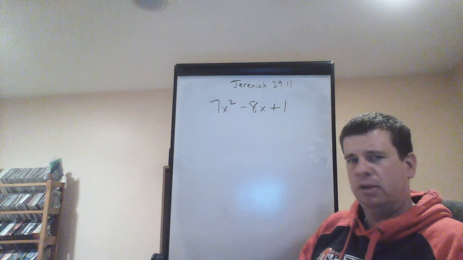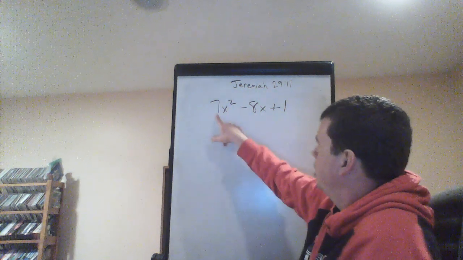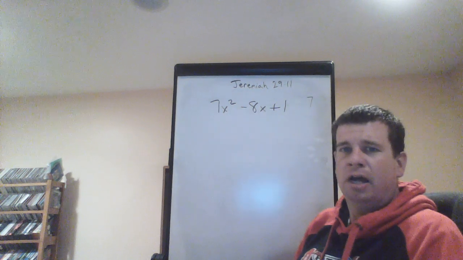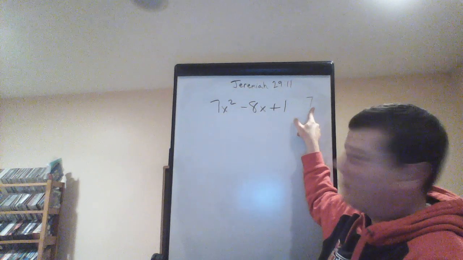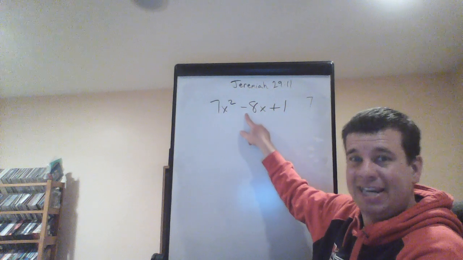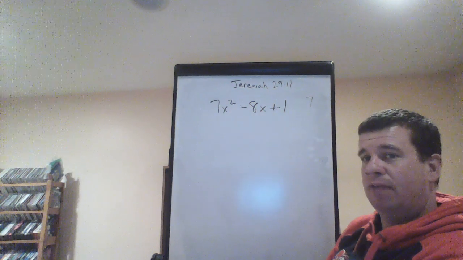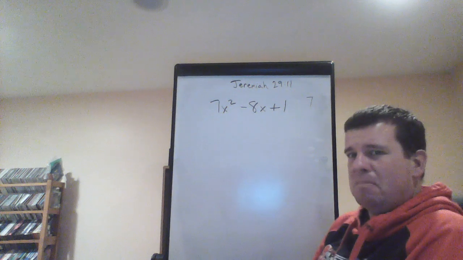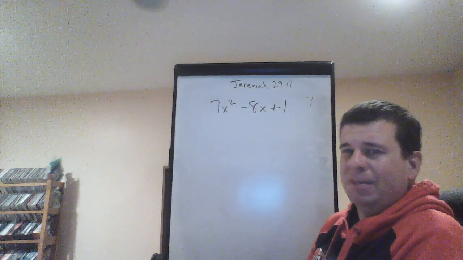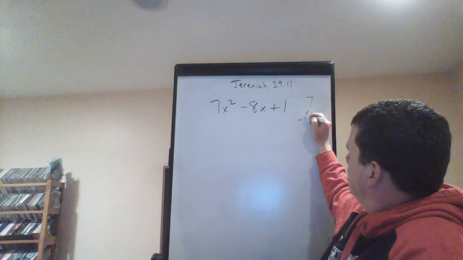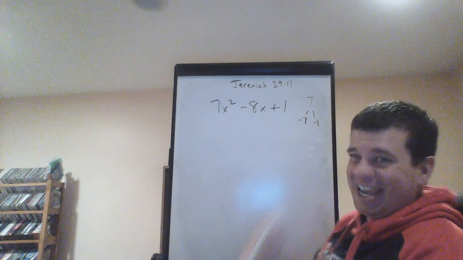All right, hopefully that's ringing some bells for some of you. So let's take a look at it. So I multiply 7 by 1, and that gives me 7. And now I want to find factors of 7 that add up to -8. All right, again, this is a -8. We can read that as plus -8 if you want to. So two numbers that multiply together to give me 7, but add together to give me -8. Well, that has to be -7 and -1.